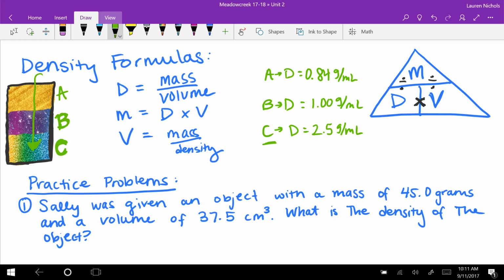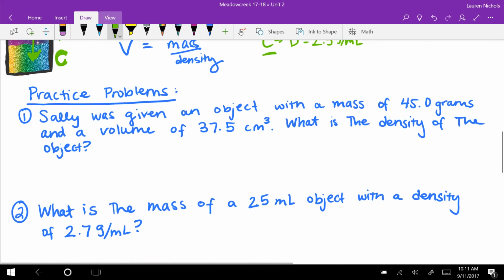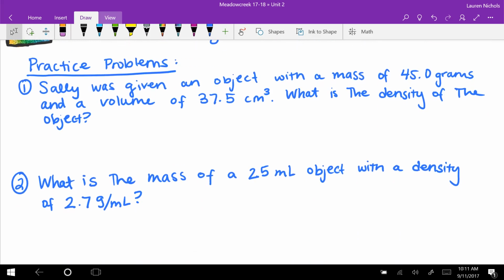So let's look at practice problem number 1. I recommend pausing the video in order to write down the problems before you do so. So go ahead and pause, take your piece of paper, write down your problem, and then we'll work through it together. Okay, now that you have written down the problem, let's go ahead and analyze this question.